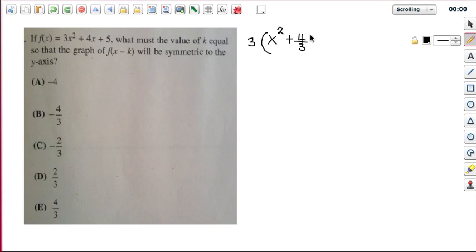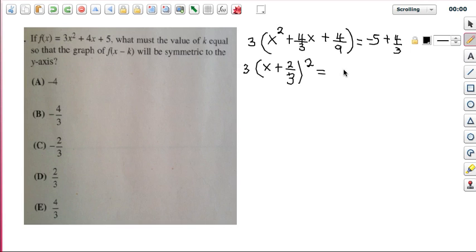4/3 x. And if you take 4/3, you divide by 2, and you square it, you'll get 4/9, and that's the number that goes here. Take the 5 on the other side of the equal sign, multiply this number by what you factored out, and add it to the other side. So this would be 4/3. Okay, so that stays as 3. This is (x plus 2/3) squared is equal to negative 11/3. So k is 2/3, and the correct answer is D.